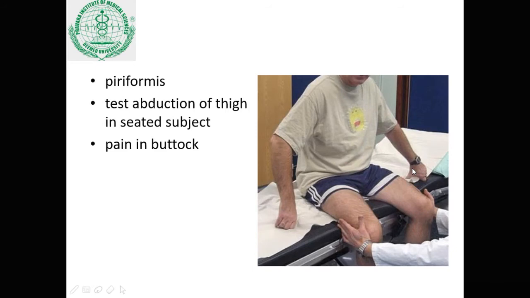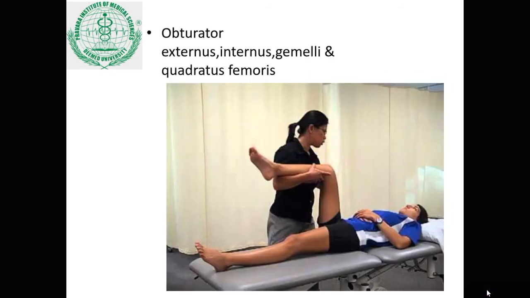Now the piriformis, this is tested in sitting position. Ask the patient to do the abduction of the thigh against resistance, and if there is pain in the buttock, the piriformis is involved. The testing of the obturator externus, obturator internus, gemelli and the quadratus femoris is done by two methods. First one, ask the patient to do the external rotation of the extended hip. The hip is extended and ask the patient to do the external rotation.